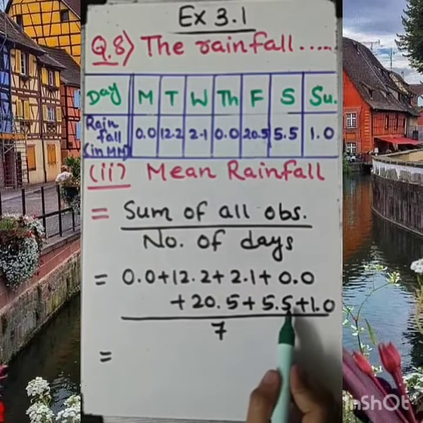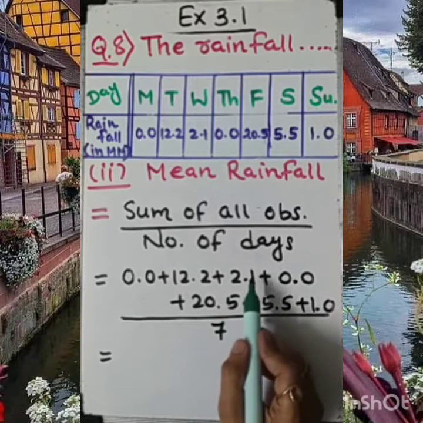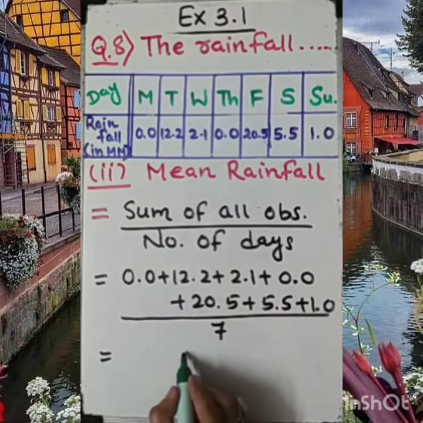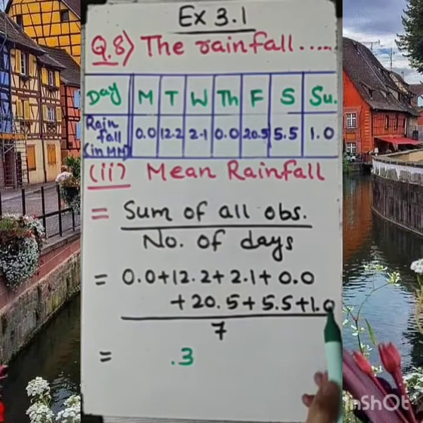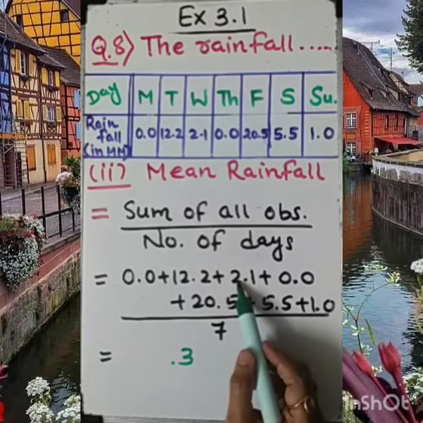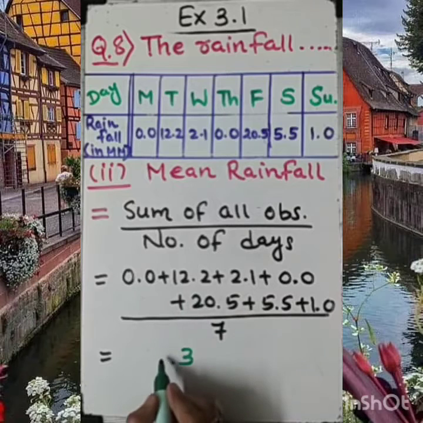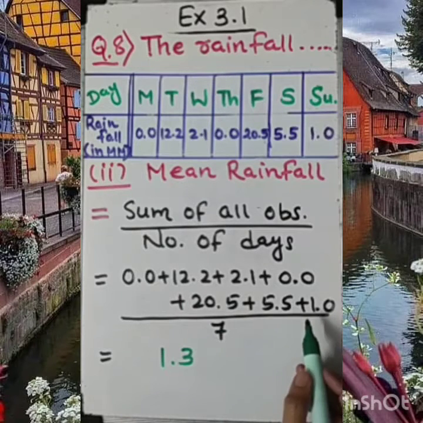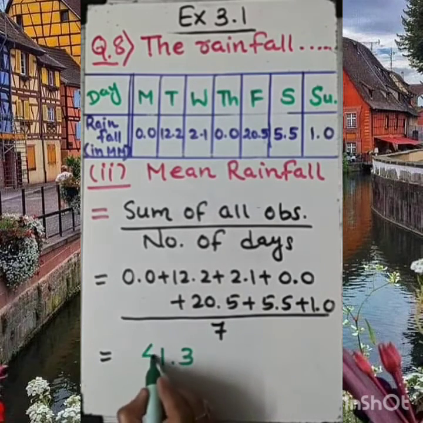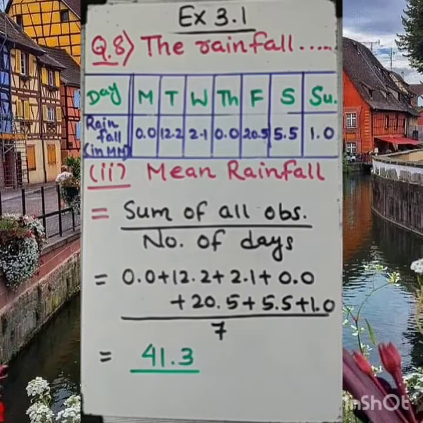So 0 here, 5, 5, 10, then 11, 13. So I need to write 3 over here. Then again 1 carry over. 1 plus 1, 2 plus 5, 7. Here it is 2, 9 plus 2, 11. 1 carry over. Again 1 here, 1 carry over. So 1 plus 2, that is 3. 3 plus 1, that is 4. So it is coming 41.3. Let's divide it by 7.